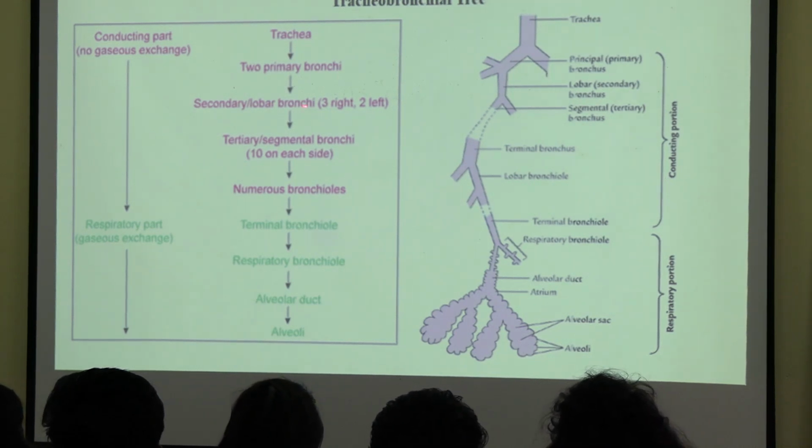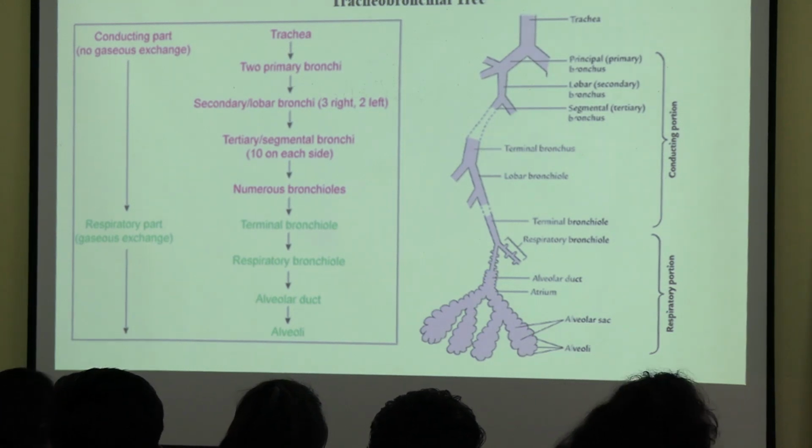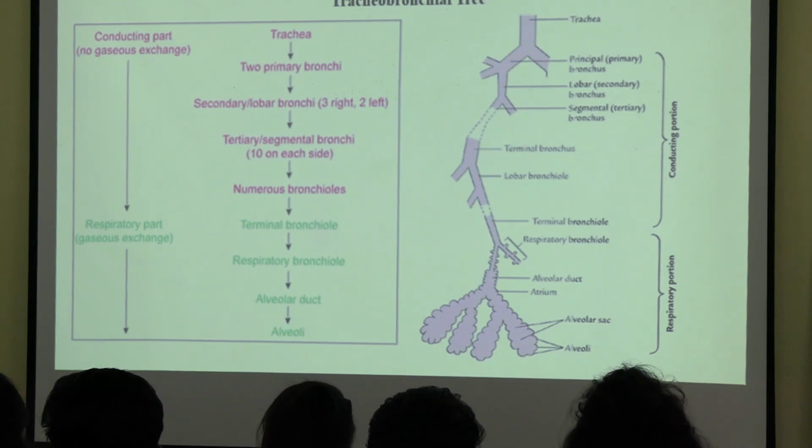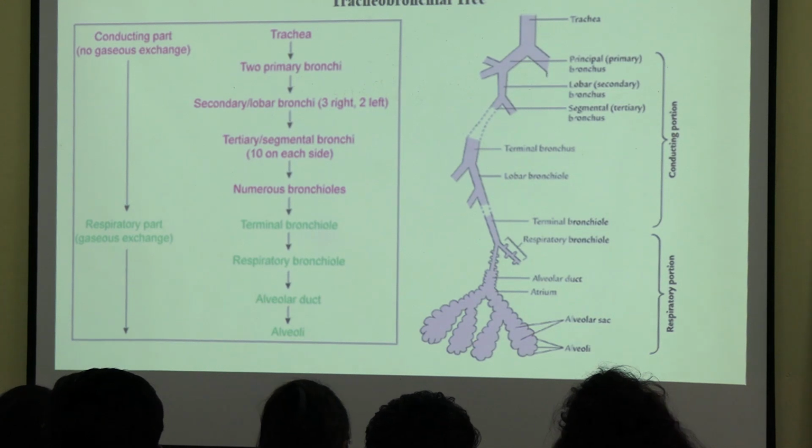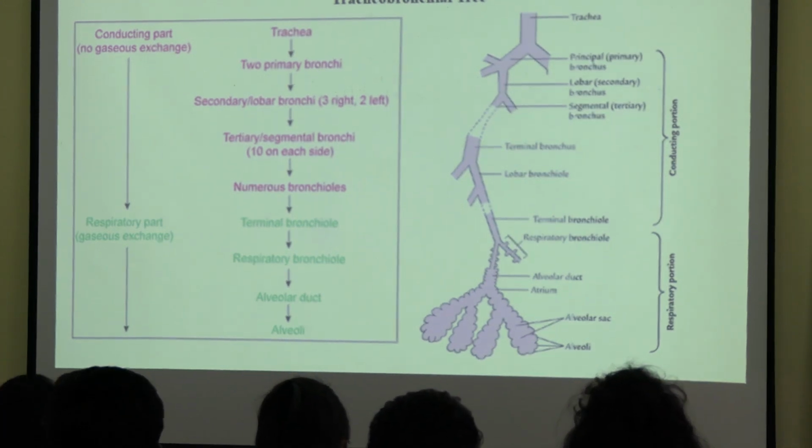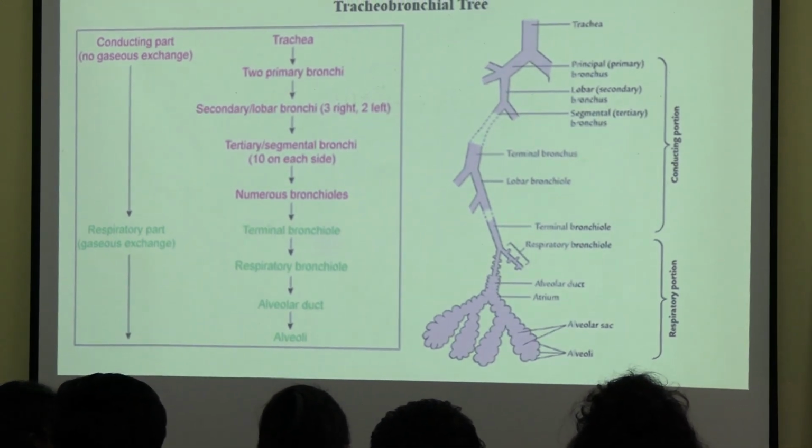Next, from the lobar bronchi, you can see the tertiary or segmental bronchi arise, which are 10 on both sides, right side and left side, and they supply each bronchopulmonary segment. Till now you have not studied this, right? So there are 10 bronchopulmonary segments in each lung. Right side has 10, left side also has 10. That's why here you can see 10 on each side. They are also called tertiary or segmental bronchi, which supply the bronchopulmonary segments.